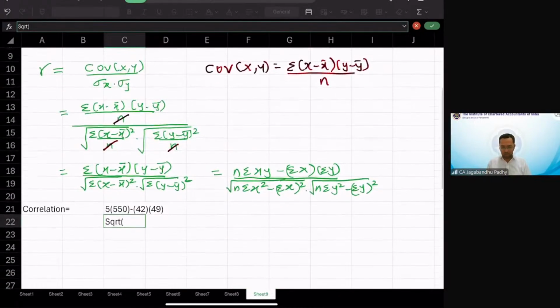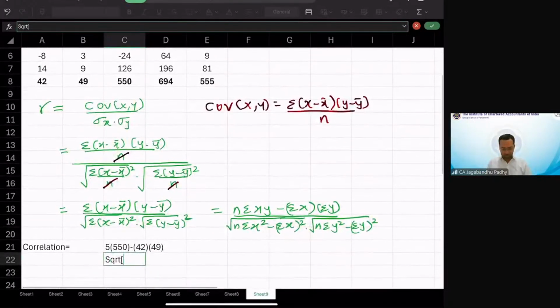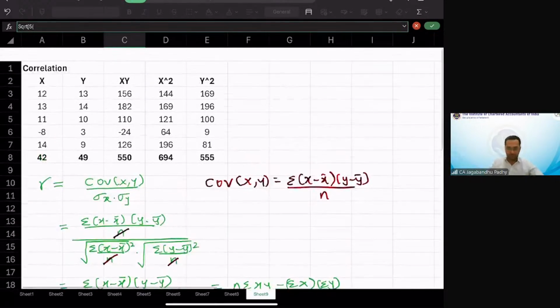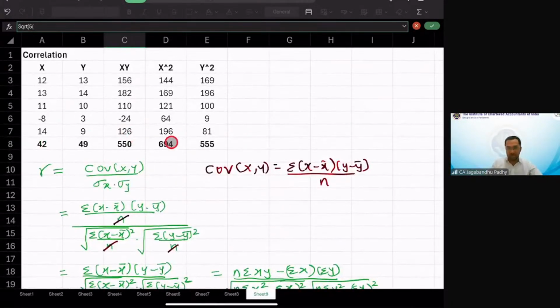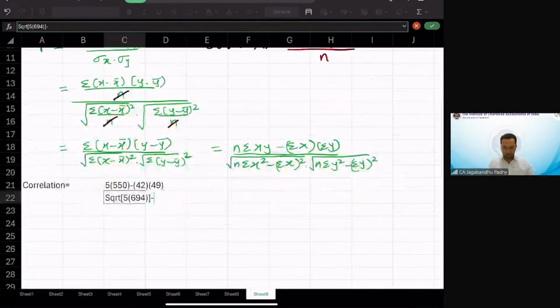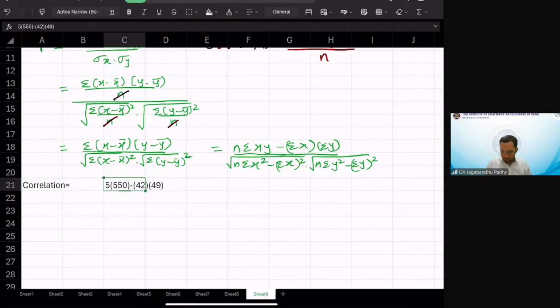n summation x square. When we say n summation x square, n is 5 multiplied by summation x square. So summation x square is 694. So minus summation x the whole square. Summation x is 42. This is 42 square. Okay, so let me do one thing. It becomes a bit of a tedious task to write. Let me value it over here.